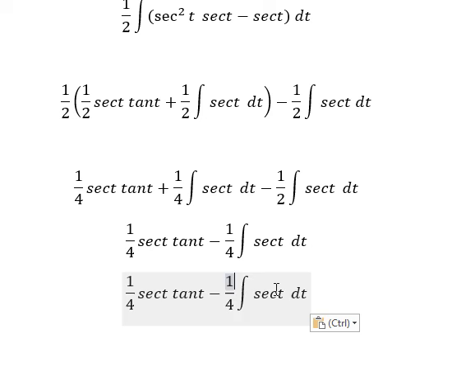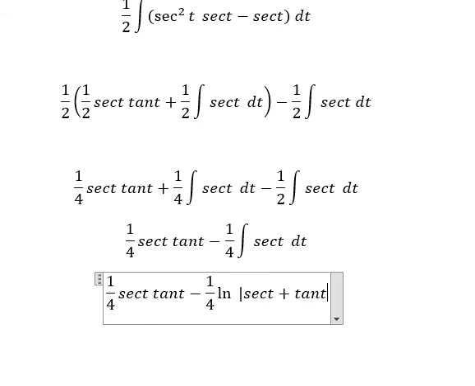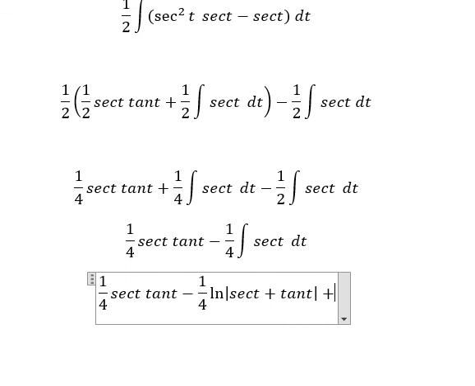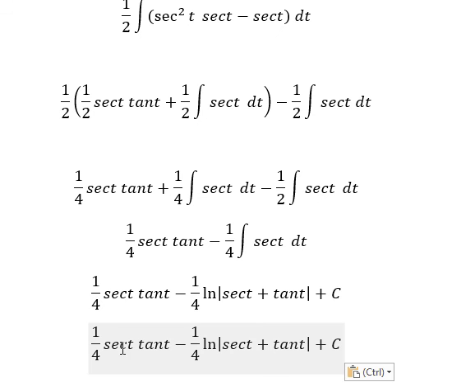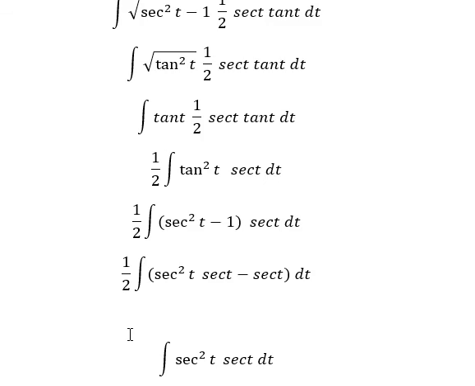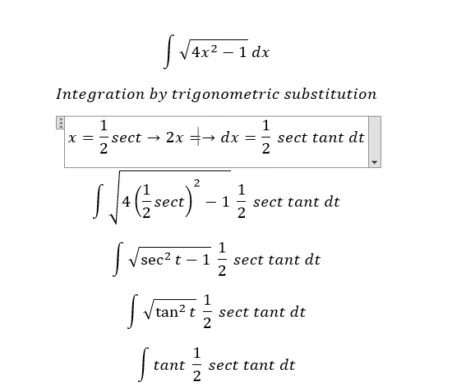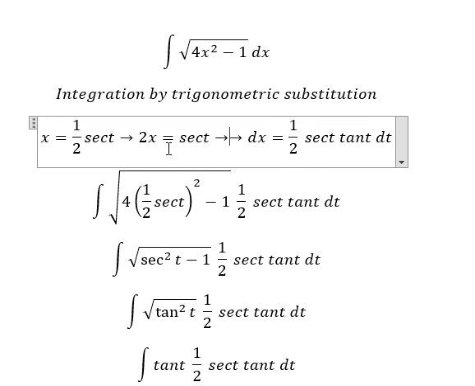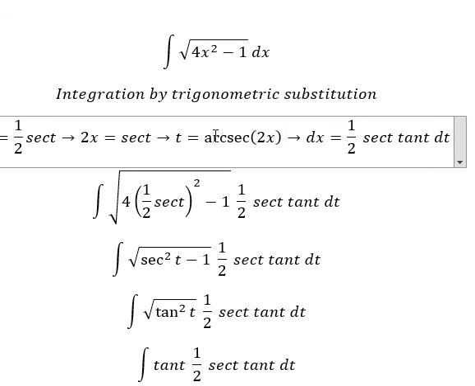The integration of this one, we will have ln of the absolute value of secant of t plus tan t. And we put c in here. About t, that is this one. So we multiply both sides by number 2. And we have t equal to arcsecant of 2s. And we put this one to replace for t.